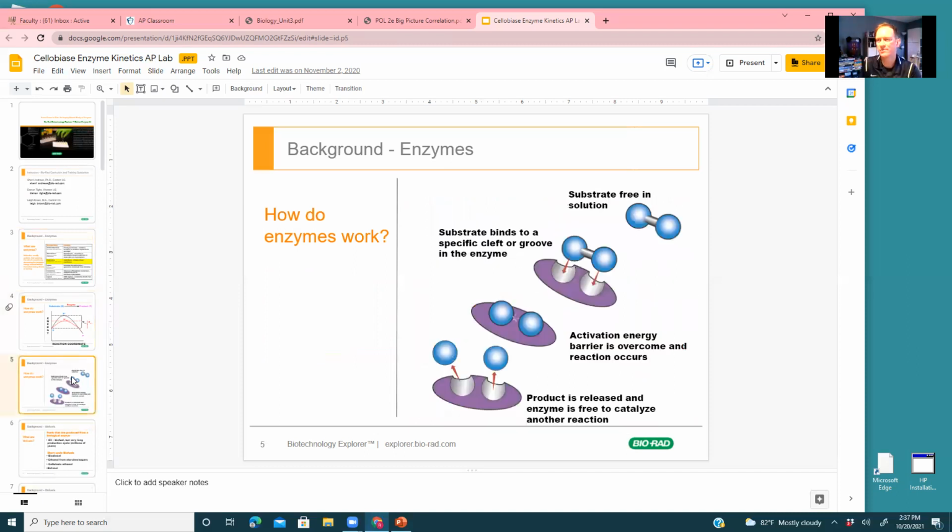Figuratively, remember from our previous study, you're going to have substrate in solution. Substrate will bind to a specific cleft or area through hydrogen bonds or other attractions. And the activation energy barrier is going to be overcome because that substrate is going to bend the molecule, snap it, or do other movements that overcome the energy need. And then we're going to do the chemistry, and we're going to have a product.